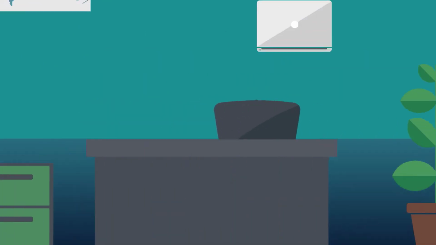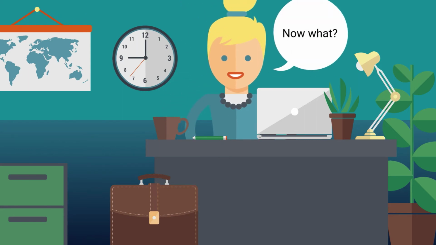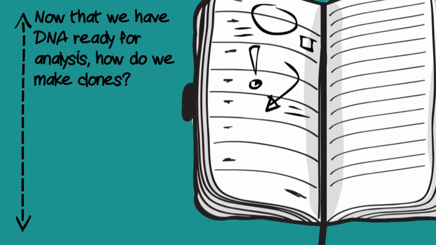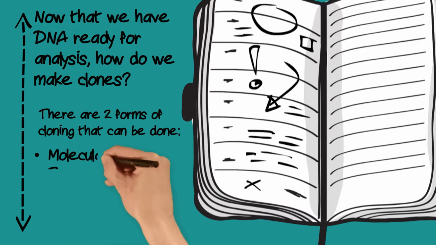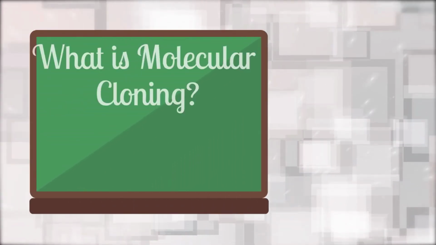So now that we've extracted the DNA, now what do we do with it? So, now that we have it ready for DNA, we can make clones in two different forms. We can do either molecular cloning or reproductive cloning. So, what is molecular cloning?